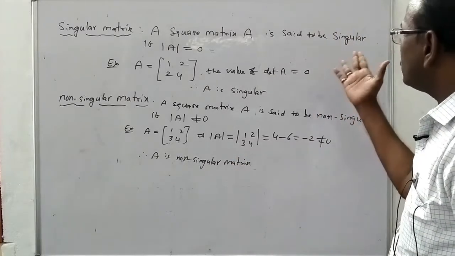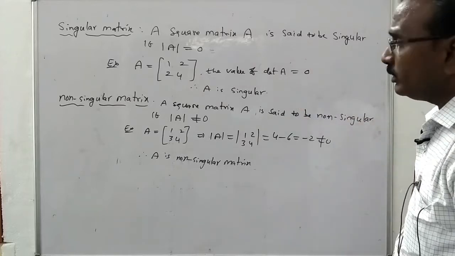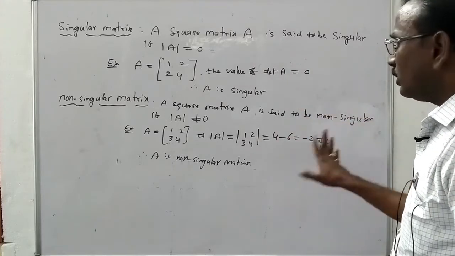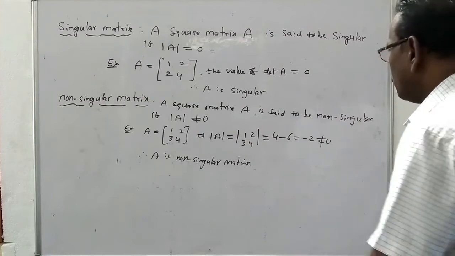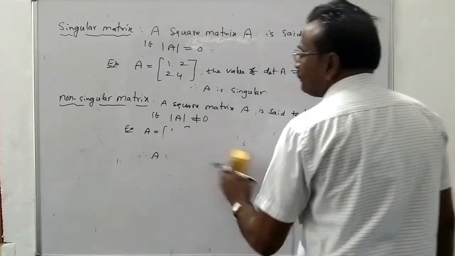A square matrix A is said to be singular if determinant of A is equal to 0. A square matrix A is said to be non-singular if determinant of A is not equal to 0. So these are the two definitions.